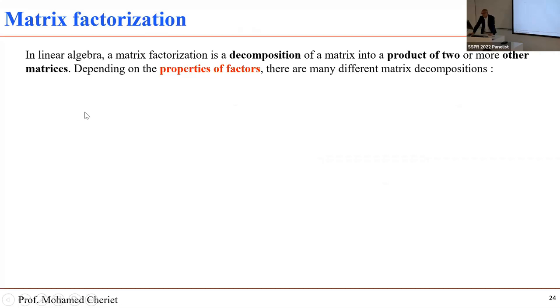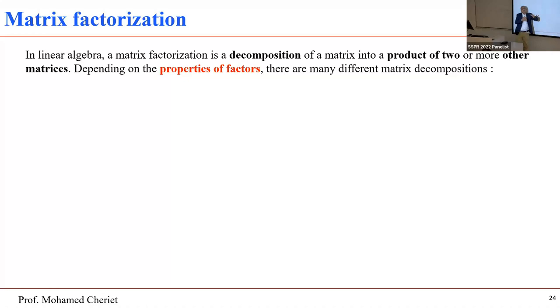So besides the BSS, blind source separation, someone can be interested just to understand what is the linear algebra behind this factorization. In general, what we call factorization or decomposition means one matrix can be decomposed into two or three or more matrices. But it depends on the properties of the factors, what you are seeking.